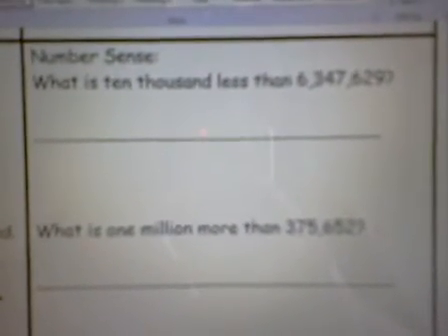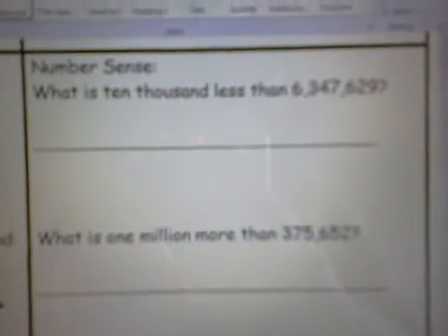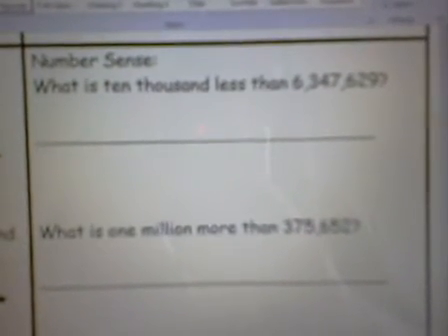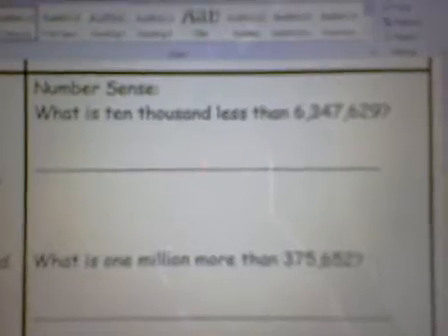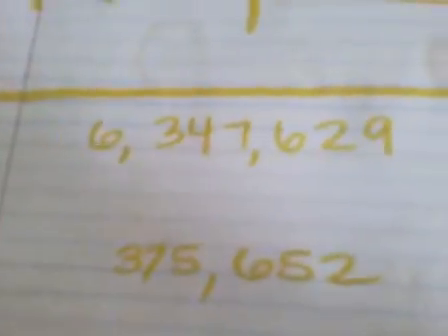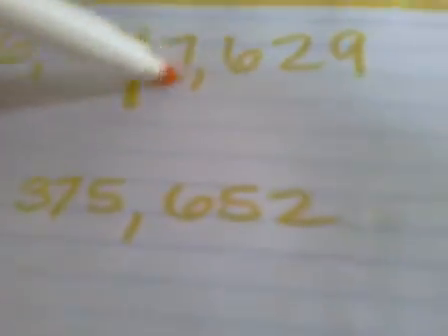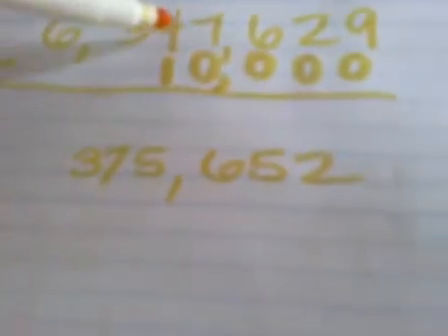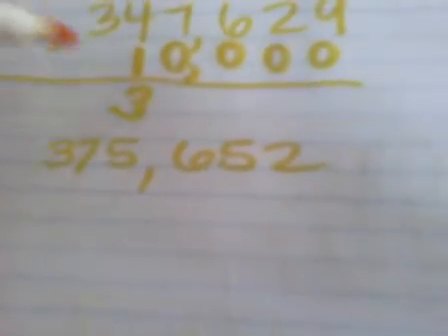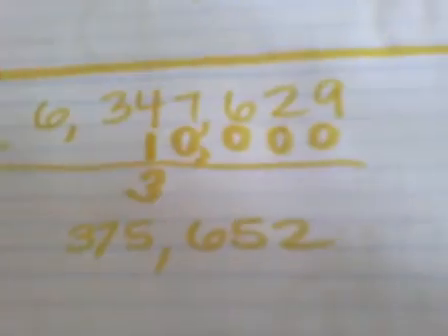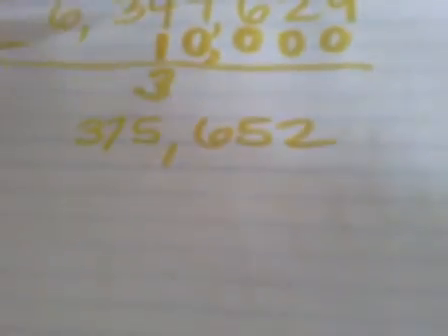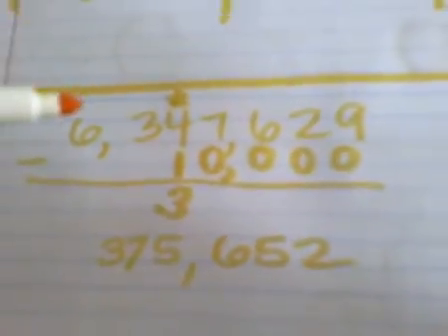Okay, next square says, what is 10,000 less than 6,347,629? So 10,000 less means I'm going to take away 10,000 from this number. So if I go to my 10,000s place, that's 4, I'm going to subtract 10,000 from it. Now in my head, I'm just going to look at this and take away that number, because if you notice, all the other numbers are really going to stay the same except for my 10,000s place.